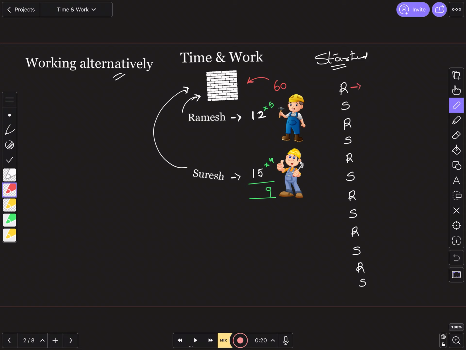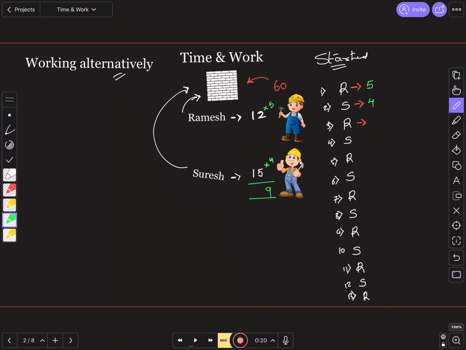So what do you understand from this? If on the first day Ramesh is working, how many bricks will he put in? 5. If on the second day Suresh will be working, how many bricks will Suresh put in? 4. Then what will happen on the third day? As we write it here, first day, second day, third day, fourth day, fifth, sixth, this is how it will go on, right? 7, 8, 9, 10, 11, 12, 13, and so on, right? 13 will be what? Again, this will be Suresh, and then Ramesh. This is how it will go on.